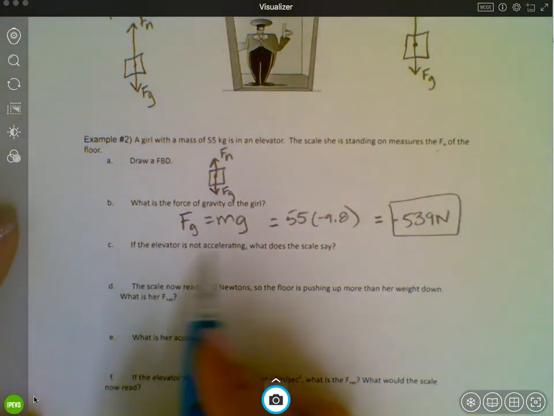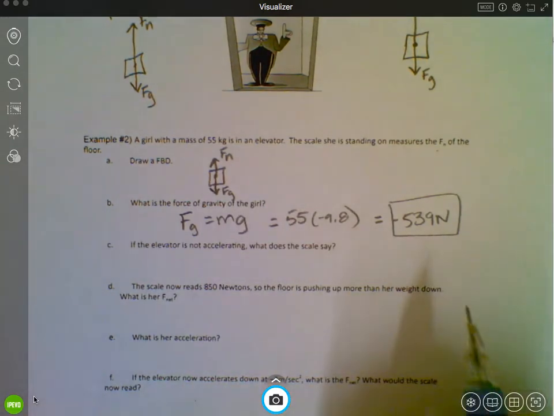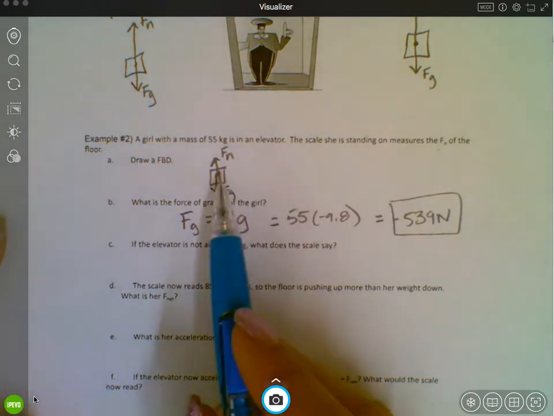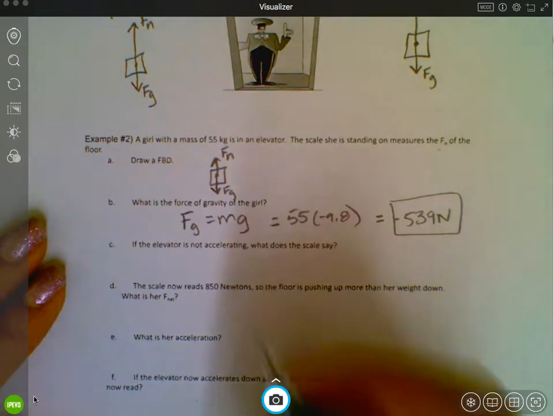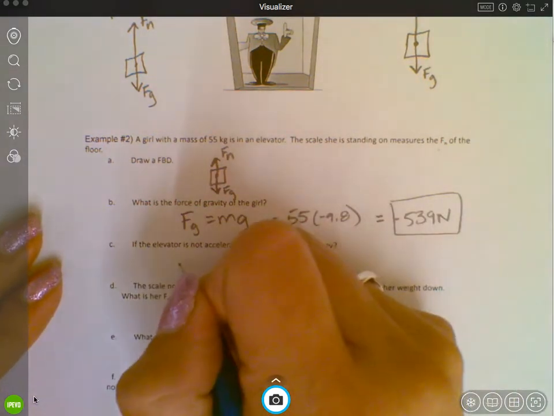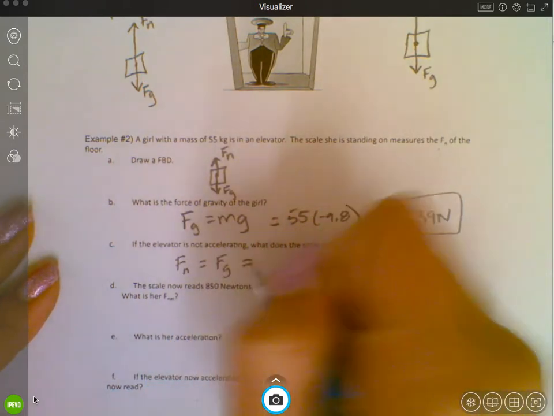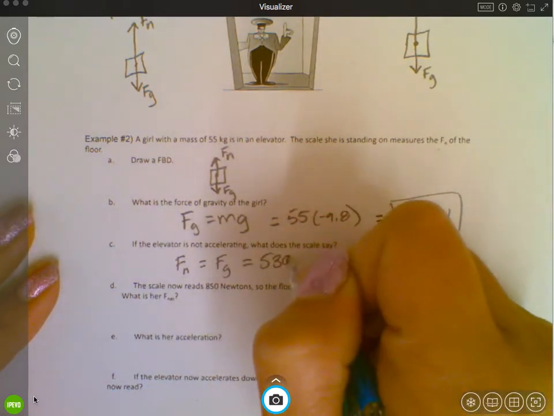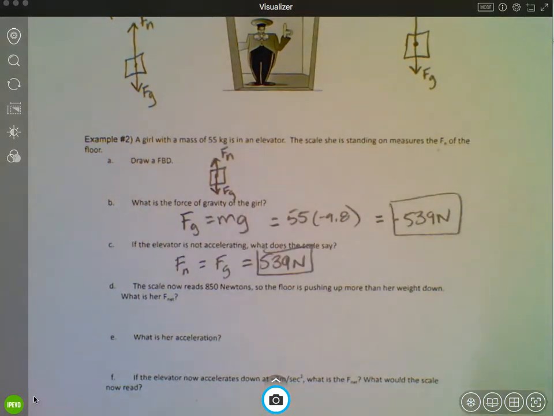If the elevator is not accelerating, what does the scale say? She's just standing still on it. Her weight is pushing down with 539 newtons. If she's not accelerating, then the scale has to push up with the exact same amount in order to keep her from falling through the scale. So in that case, the normal force equals the force of gravity, and it's 539. And we say positive because normal force is upward.